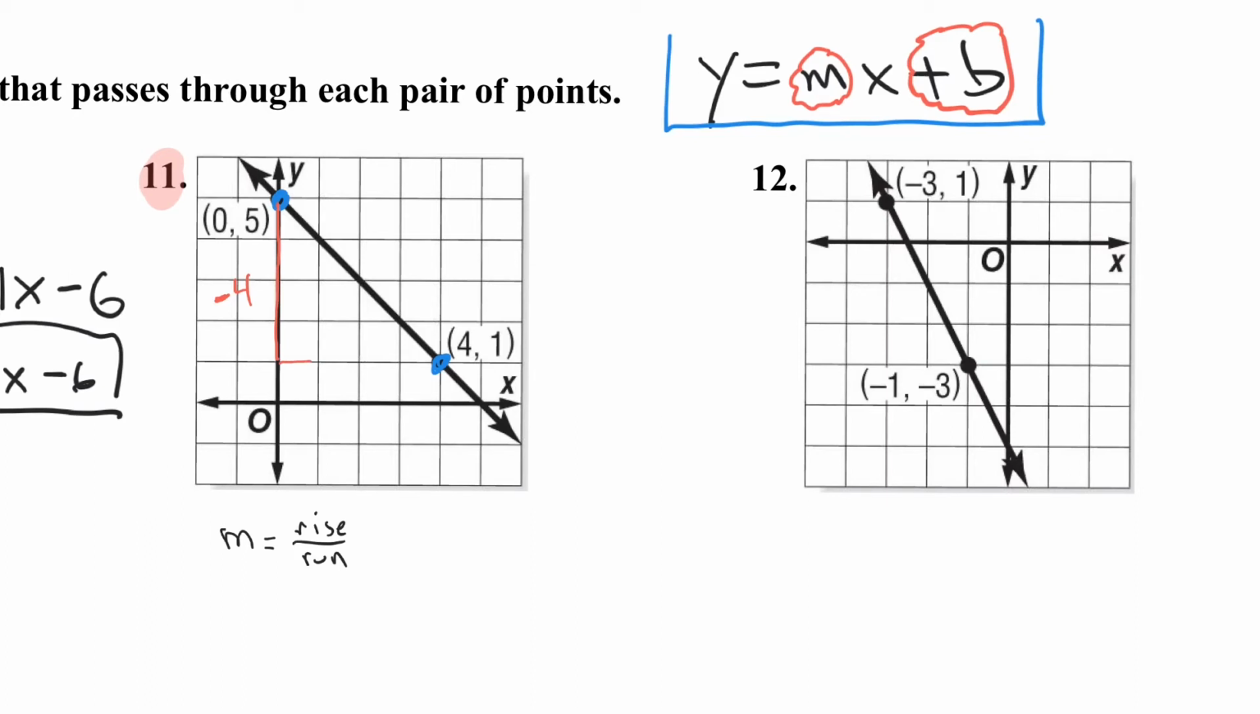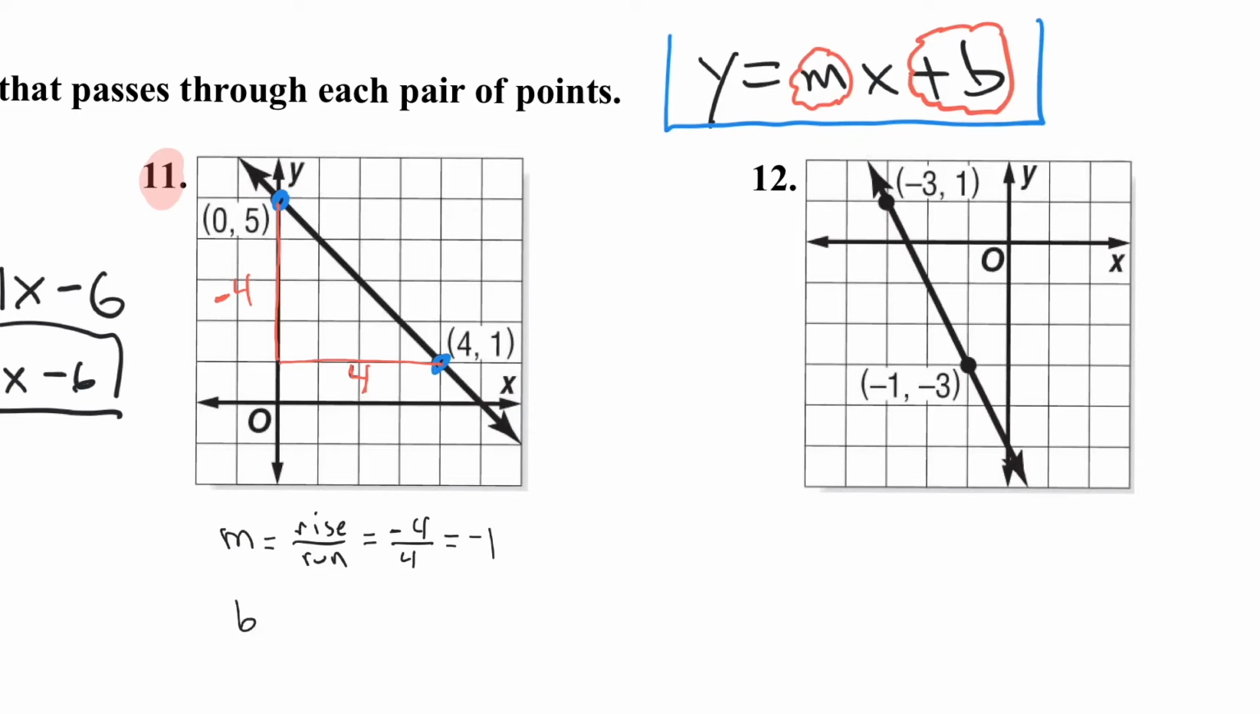And then I go to the right, 1, 2, 3, 4 again. So my rise is going to be -4, and my run is going to be +4. Every time you guys go to the right, you have a positive value, so +4. If you divide -4 by +4, that's going to be -1. So that is my slope, m equals -1.